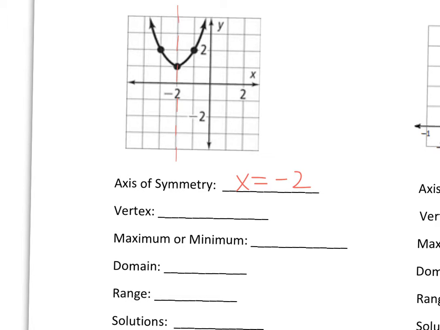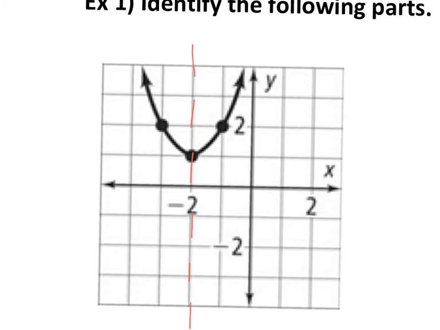Okay, your vertex is either the highest or lowest point on your grid. So when we're looking at this picture here, where is your highest or lowest coordinate point? Well, that guy right there. Okay, and that guy right there is called the vertex. So this is the vertex. This is your AOS, axis of symmetry. And then there's your vertex.